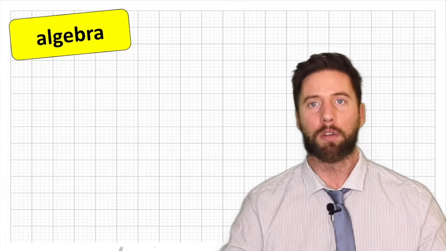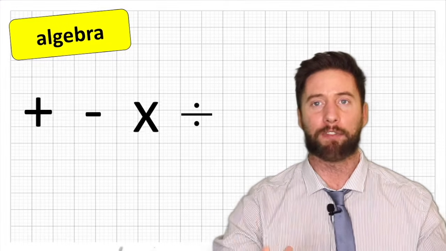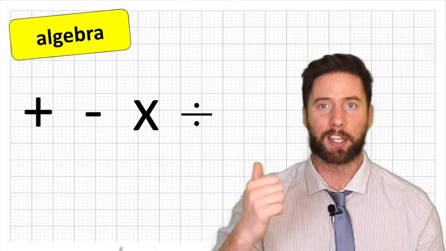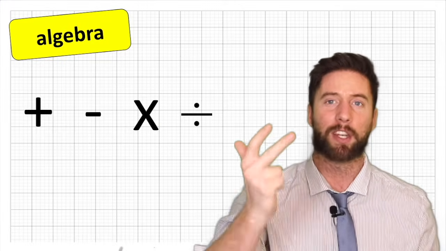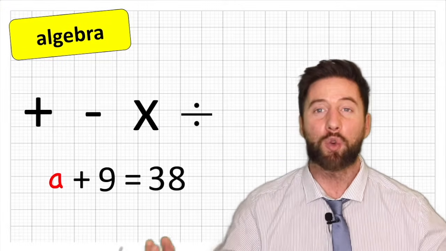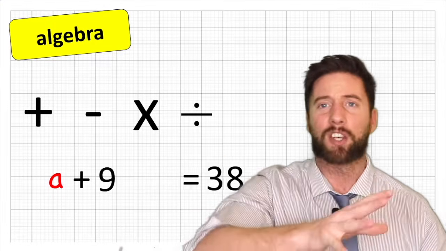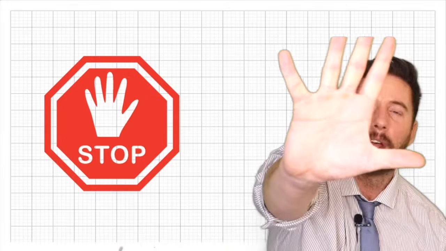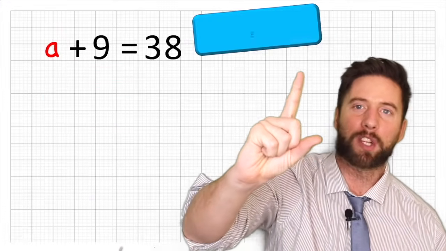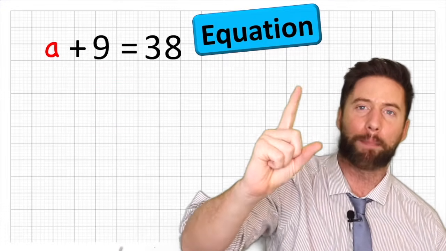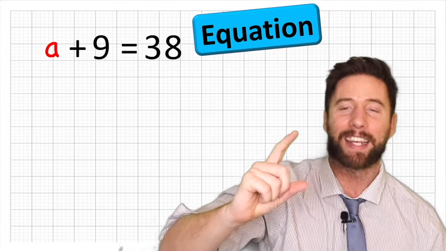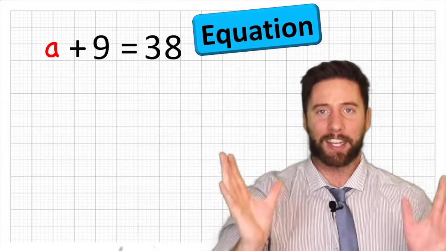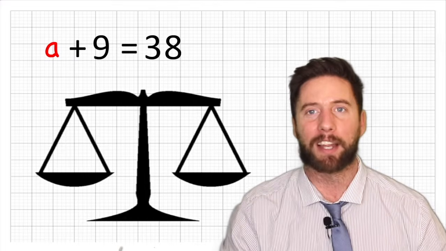How do we rearrange our algebraic equation so that we put the unknown value on its own? Well, we know that algebra uses the same four operations as arithmetic: addition, subtraction, multiplication, and division. And we are going to use these operations to rearrange our algebraic equation. But stop! There is one very important thing we must always remember and understand, and that is that when we are looking at an equation, it is like a balanced scale.